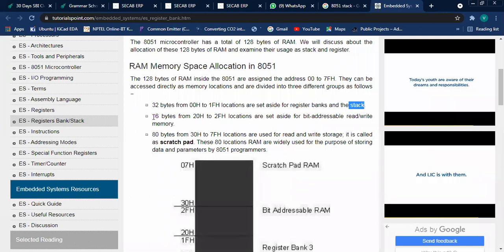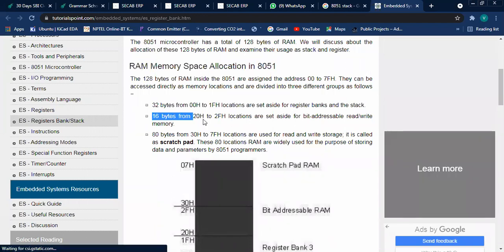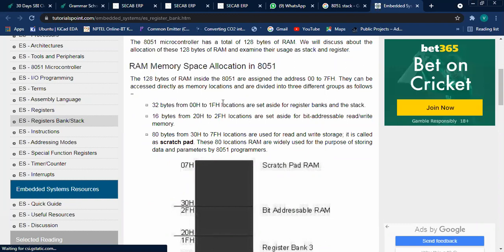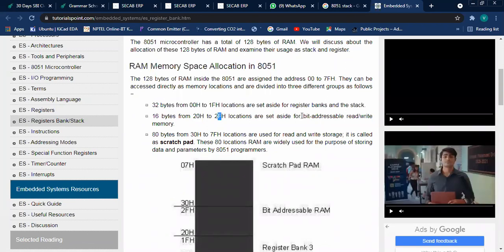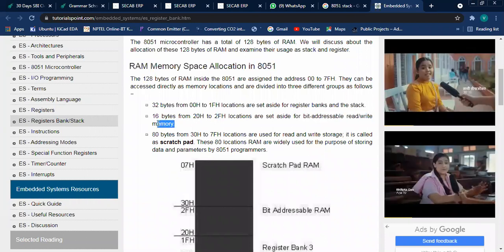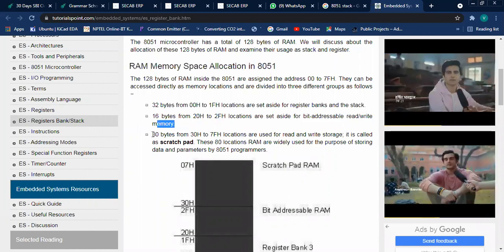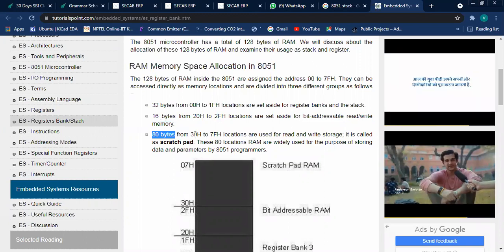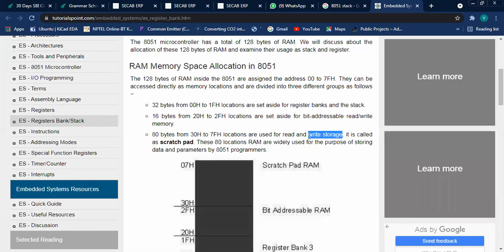We are just recalling it. There is a 16 byte memory space in the RAM. After 1F, it will be 20, from 20 to 2FH, which are bit addressable, read as well as write memory. So a single bit can be written, a single bit can be read. Then after that, a total of 80 bytes, that is from 30H to 7FH. These are the memory locations for the scratch pad, correct?